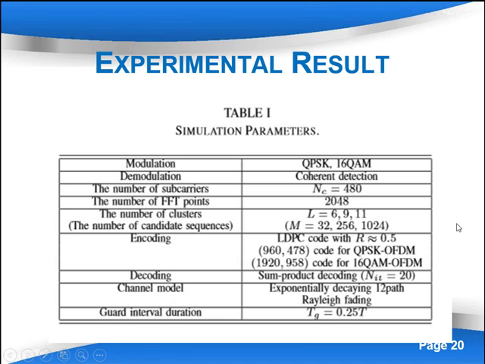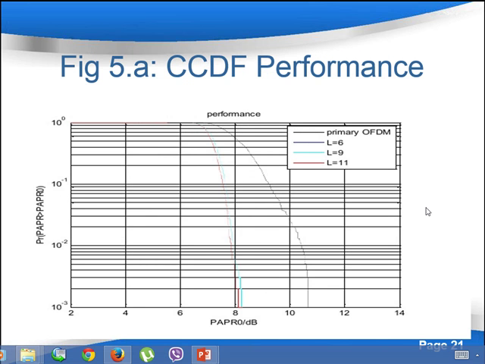Performance of the proposed method is evaluated by computer simulations. Table 1 shows simulation parameters. We consider an LDPC-coded OFDM system with N_c subcarriers. An LDPC code of rate half is employed with sum product decoding. To clarify the effect of peak reduction, the CCDF is defined as the complementary function of the cumulative distribution function.